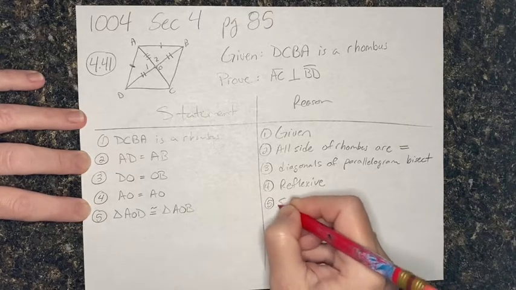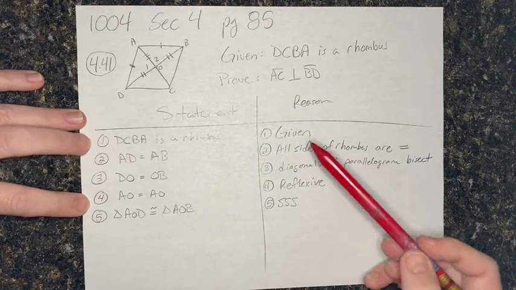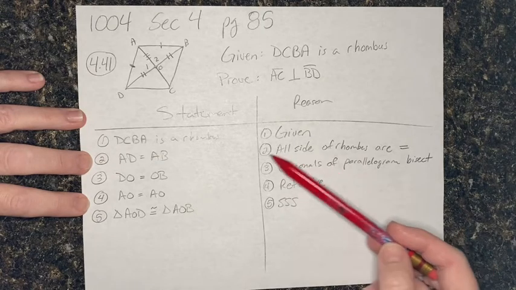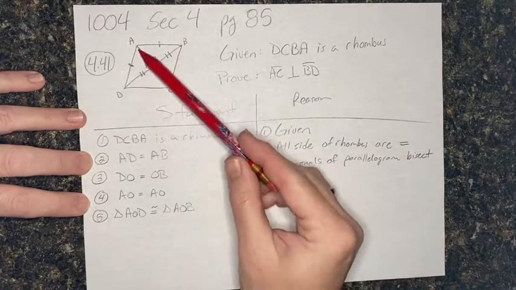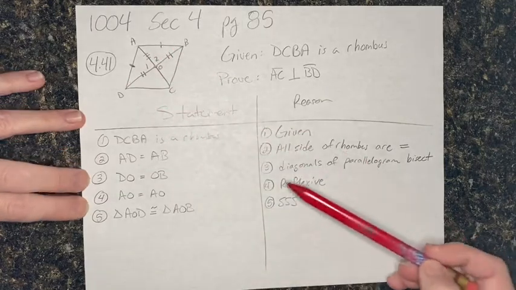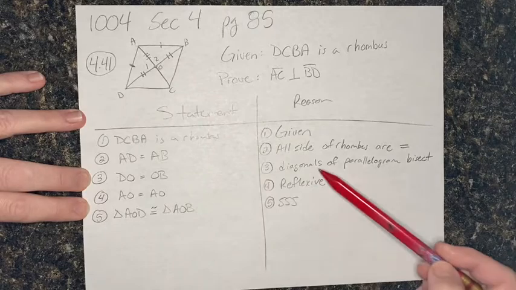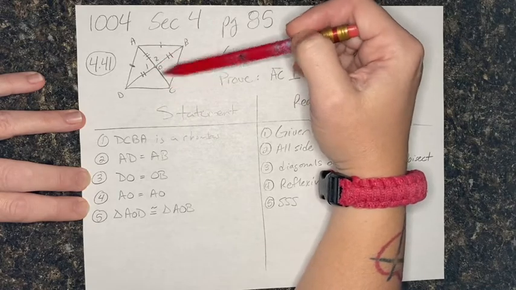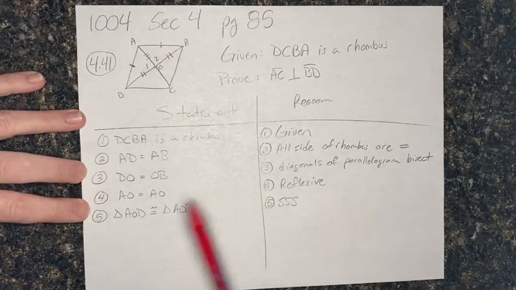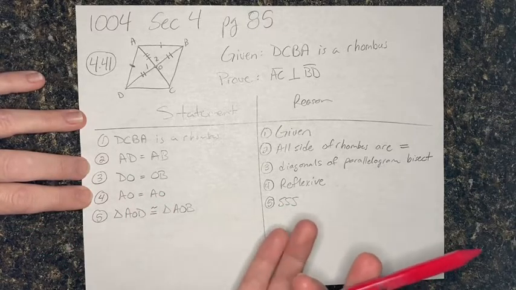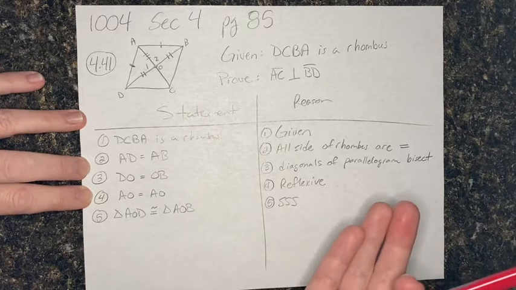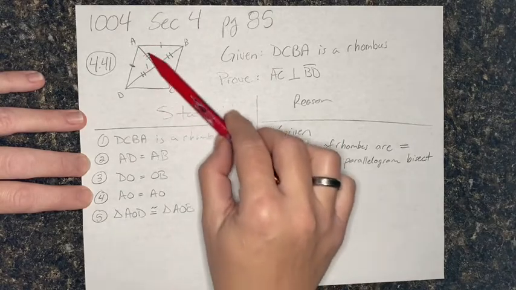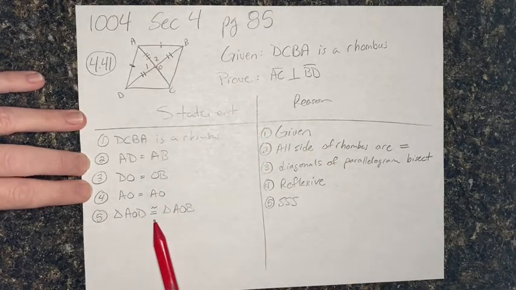Because side. That's what we just showed. Okay. We were given that we had a rhombus, therefore we have a parallelogram. We know that all sides of a rhombus are equal. So we got our exterior sides here equal to each other. We can show that DO is equal to OB because the diagonals of a parallelogram bisect each other. Technically, AO is equal to OC as well, but we don't need that bit of information. Then we can say that AO is equal to itself. It's a reflexive thing, right? Everything is equal. You're equal to yourself. I'm equal to myself. AO is equal to AO. It's reflexive, right? Then we had our side. So we could say that our triangles are congruent.